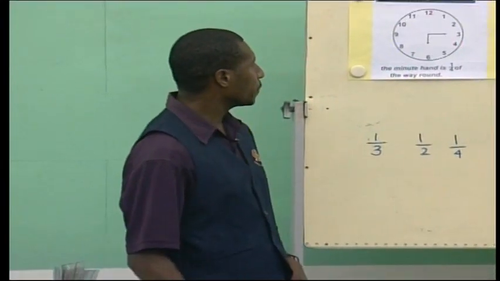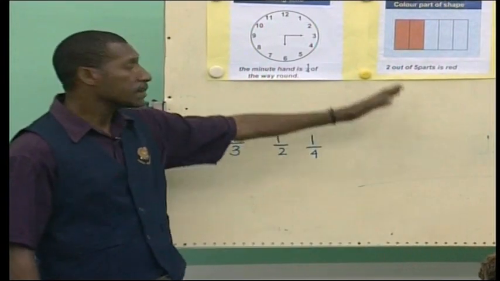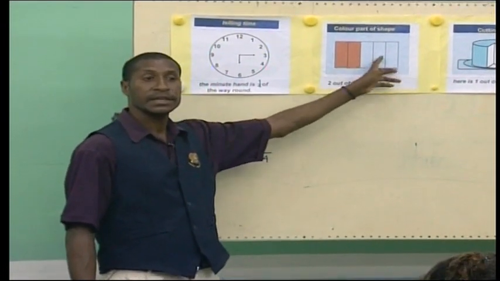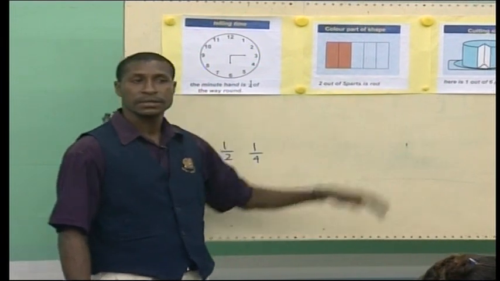The bottom number shows how many parts there are, or it can be the total number of the parts. So, for example, let us look at this example here. This shape has been divided into how many parts?